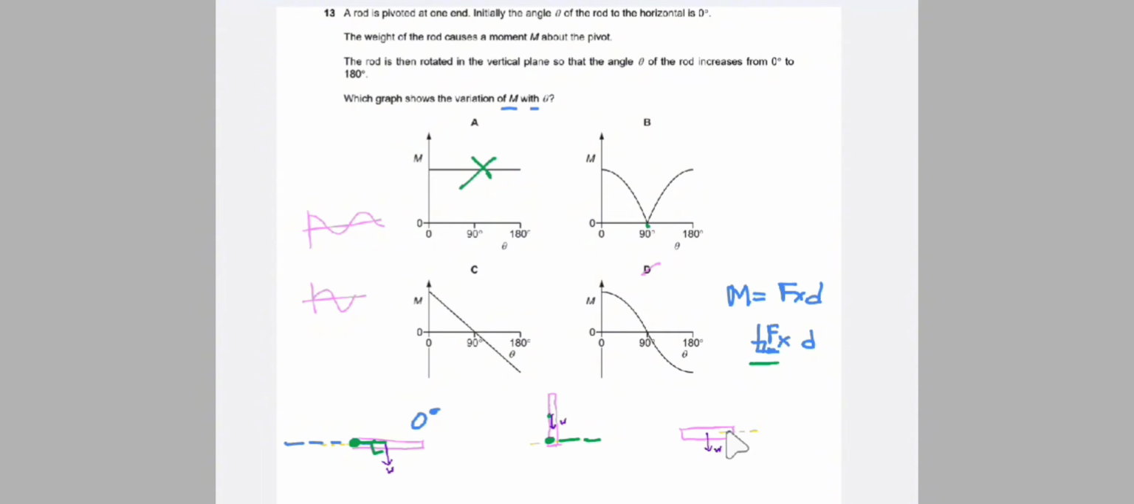Then at 180 degree, that means the rod is at the other end, we can see that there is a perpendicular force with respect to the pivot. There is a perpendicular force and obviously there is some distance from the pivot.